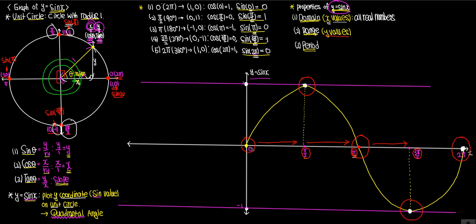And from 0 to pi over 2, to pi radian, to 3 pi over 2 radian, and all the way to 2 pi, which means from 0 to 2 pi radian, this form will be continued to the right and the left side, the positive and the negative side, and keep going on, and that is going to be the period for this function. That's why we call sine x a periodic function.